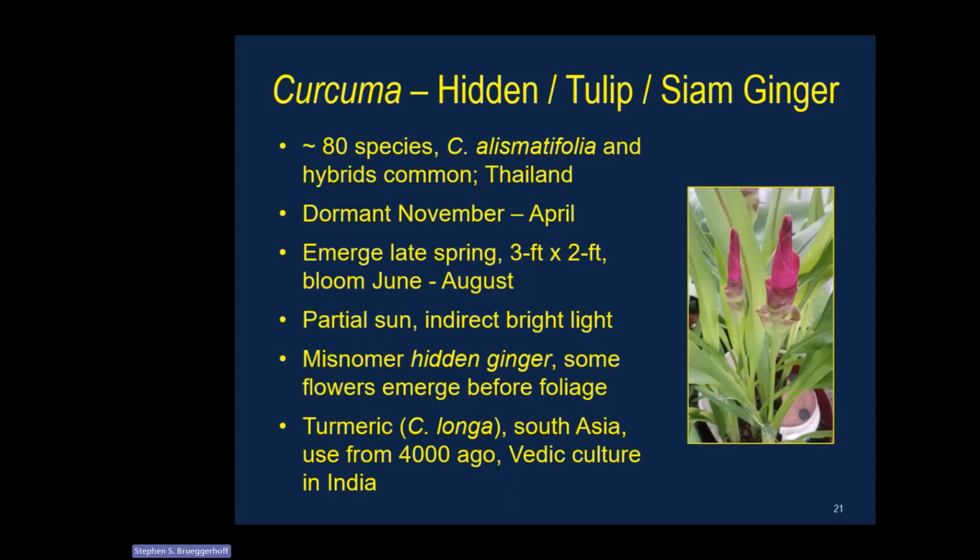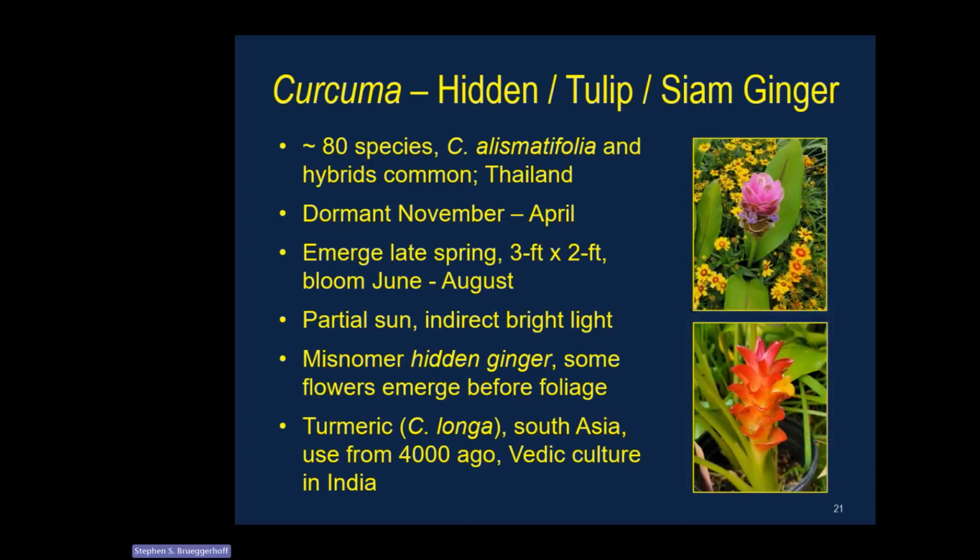So the one that I did talk about, the hidden ginger, some flowers do emerge before the foliage, but that's just a generality. So when you see the term hidden ginger, bank on it. These are Curcumas that we're looking at. Now, interestingly enough, the plant that we use medicinally as well as culinarily, turmeric, is a Curcuma. It is a ginger from South Asia. It's had documentation of being used as a culinary and medicinal for over 4,000 years. It's very popular in the Vedic culture in India.